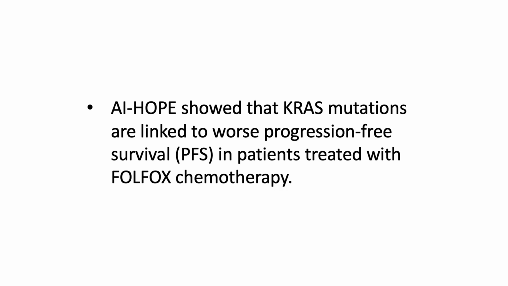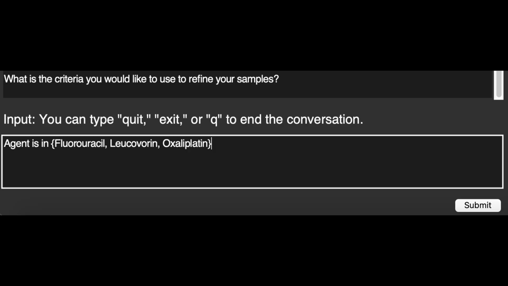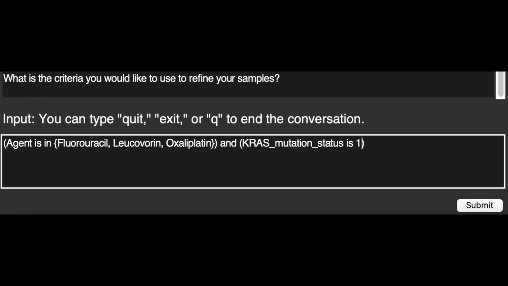Now, we move on to our second demonstration to verify whether KRAS mutations are associated with poorer progression-free survival, PFS, in patients treated with FOLFOX chemotherapy. The FOLFOX regimen includes leucovorin calcium, fluorouracil, and oxaliplatin. We defined the FOLFOX-treated patient using the criteria, agent is in, fluorouracil, leucovorin, oxaliplatin. Here, agent refers to the data attribute specifying the FOLFOX agents in the TCGA data. We want to compare FOLFOX-treated patients with and without KRAS mutations.